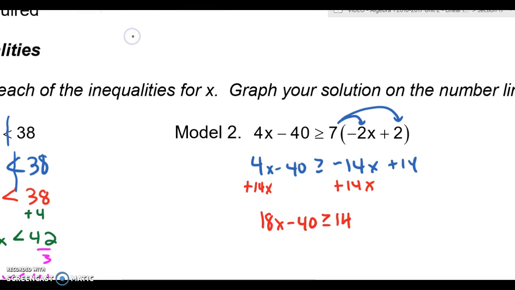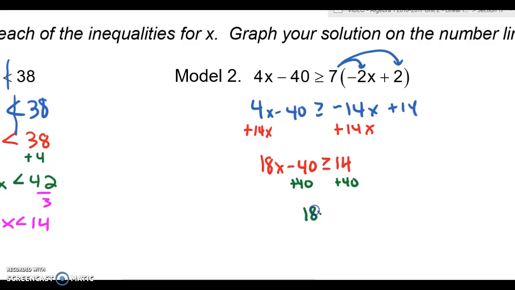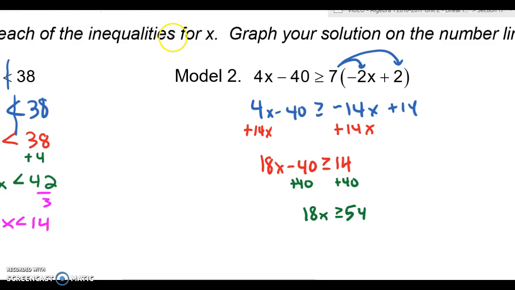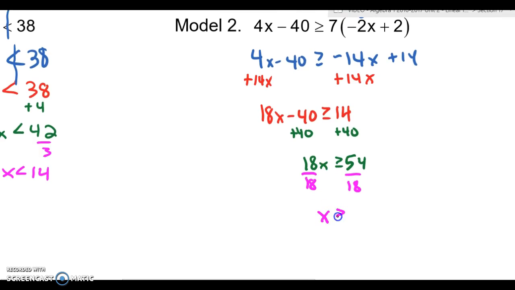So move the 40 over. I'm going to use those reversing operations. And I've got 18x greater than or equal to 54. And I think I've got one more step to do. I'm going to divide by 18. And I've got x is greater than or equal to 3.